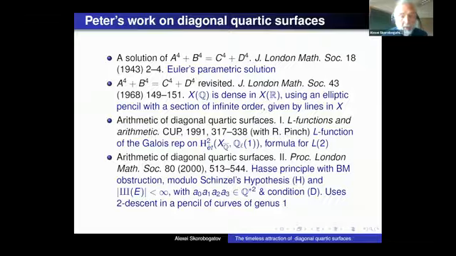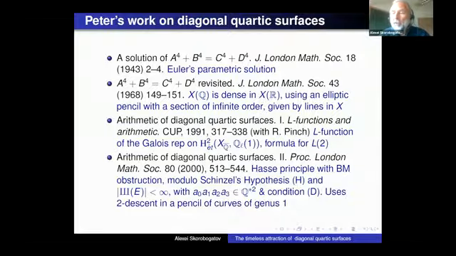So the starting point of this paper was the following observation. If you have a diagonal quartic surface such that the product of the coefficients is a square, then this surface has two transversal pencils of curves of genus 1. So the way to see this is as follows.